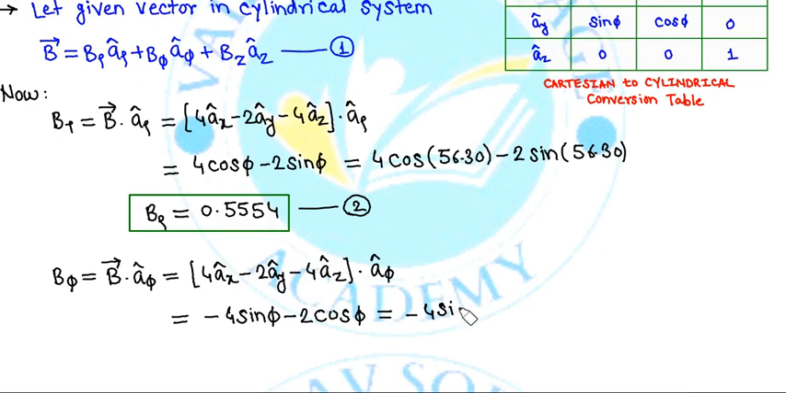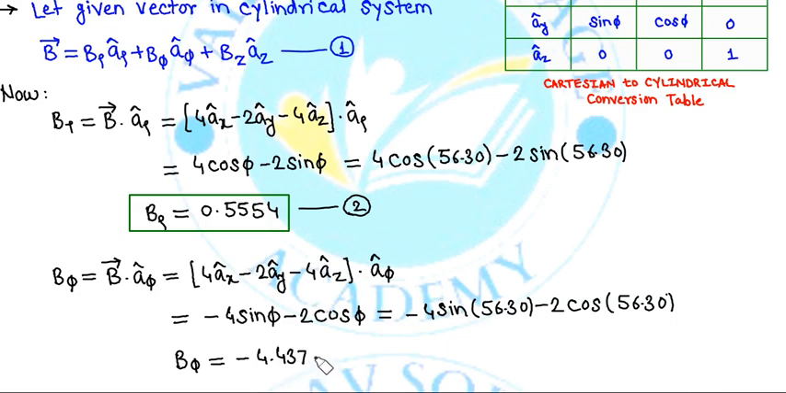So 4 sine of 56.30 minus 2 cos 56.30, and after simplification you will find that B phi is around minus 4.4375. So this is the magnitude along your phi direction. Assign some equation number to that one, say 3. Now we will find the magnitude along BZ.